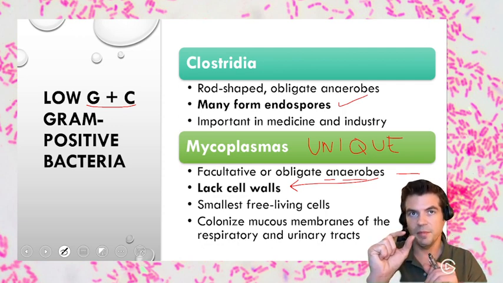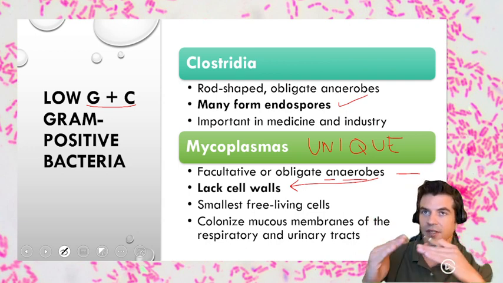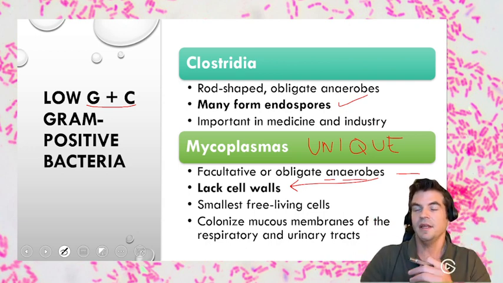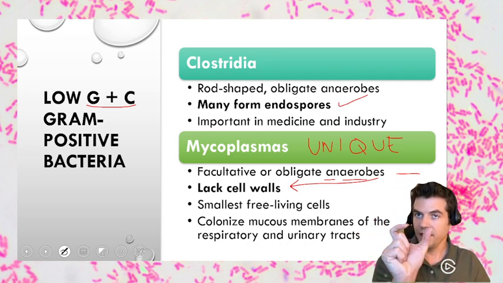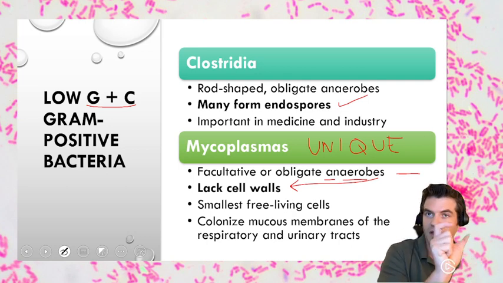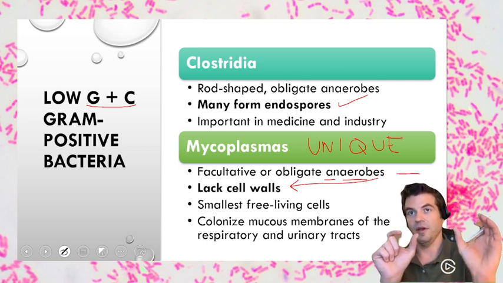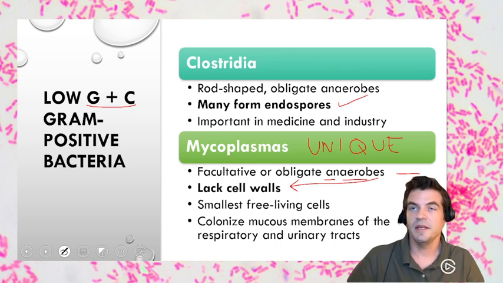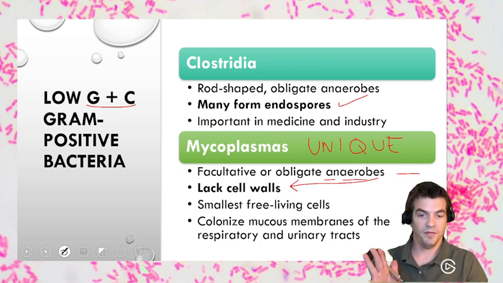That wouldn't be bacteria. So there is a question of ranking sizes of things. Viruses would be the smallest, then mycoplasmas, then bacteria, then all the way over here would be a eukaryotic cell. If you want to keep that scale in your head, it would definitely help you. So mycoplasmas lack a cell wall. That's very unique, very important to remember that mycoplasmas lack a cell wall.